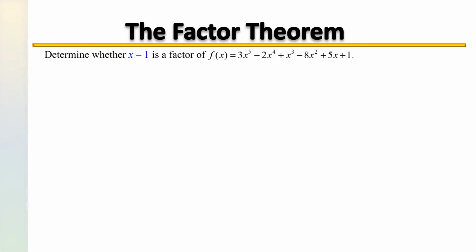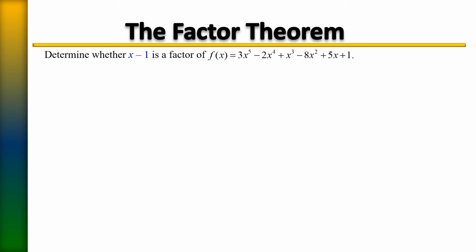Let's do another one. We want to determine whether x minus 1 is a factor of this given polynomial. And yes, that is a long polynomial. So let's go through and identify the coefficients. Our first coefficient is a 3. Next, we have a negative 2. Next, we have a 1. Next, we have a negative 8. Next, we have a 5. And lastly, we have a 1.